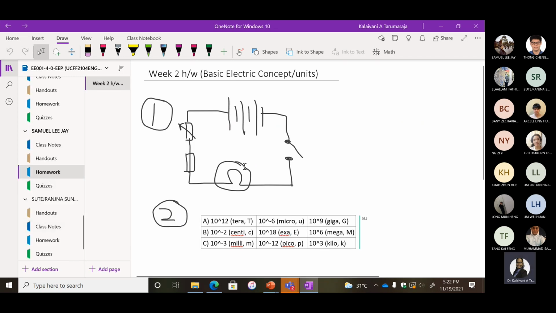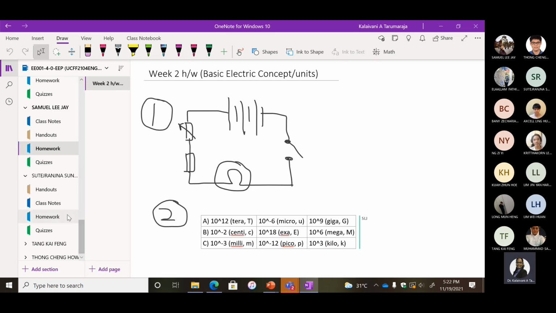Oh, okay. Light, variable resistance, resistor, battery, switch. All right. Answer number 2. Tera, micro, giga, centi. Okay, E, mega. Maybe that was a fuse. Fuse. Which? Oh, this one. Okay. All right.